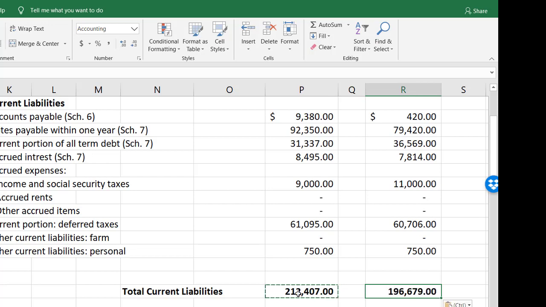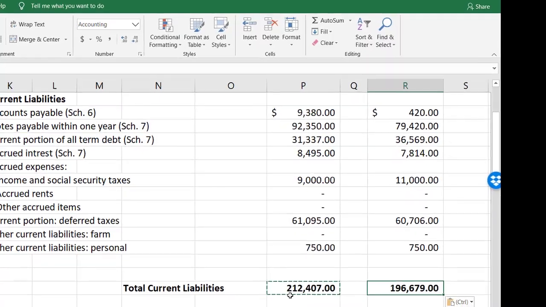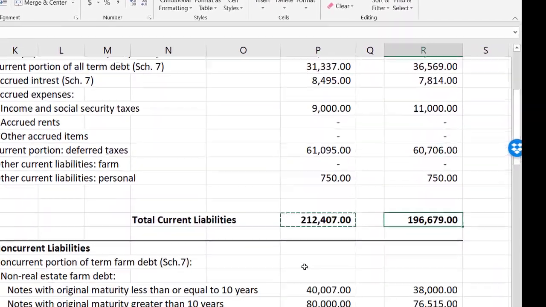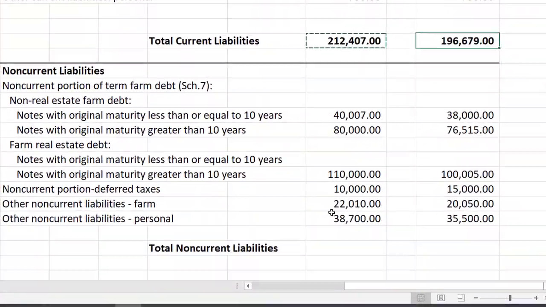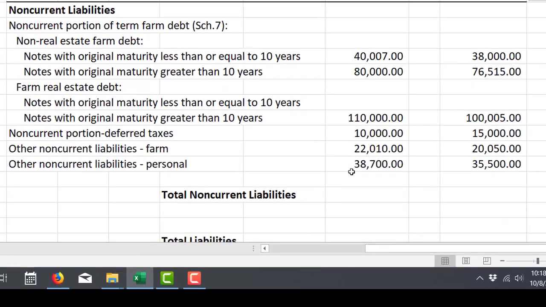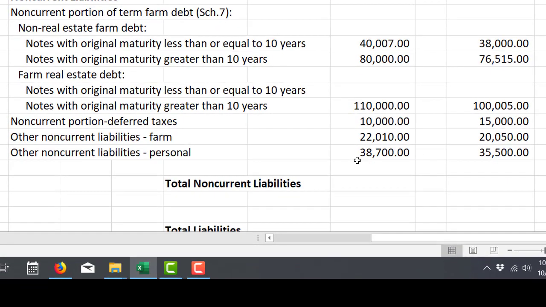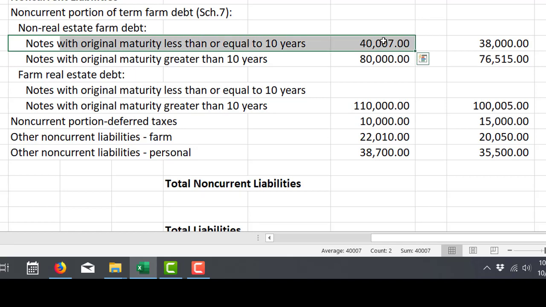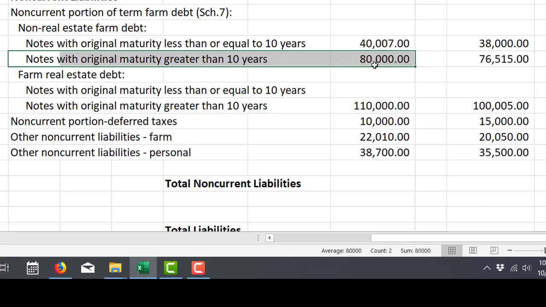And we've got our total current liabilities for both years. Notice that our current liabilities have decreased, which is probably a good thing. Now we have our long-term liabilities. It's really more of the kind of same story. We're going to break things down into non-real estate farm debt and farm real estate debt. We're going to break it down into an intermediate debt that is less than 10 years, and we're going to do a long-term debt that's more than 10 years.